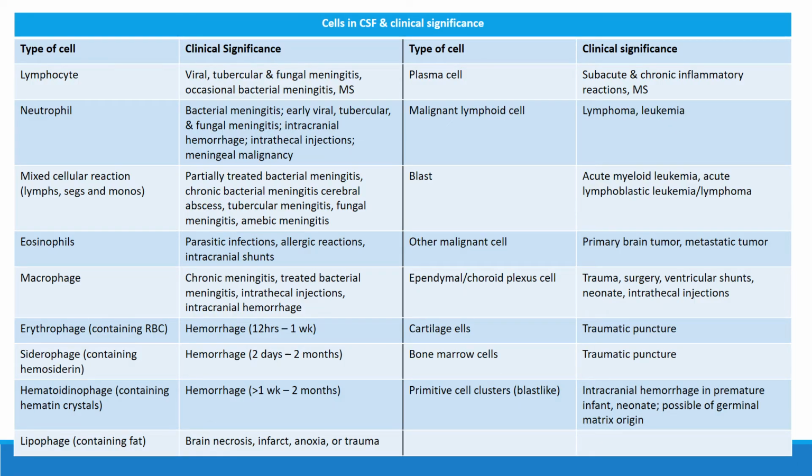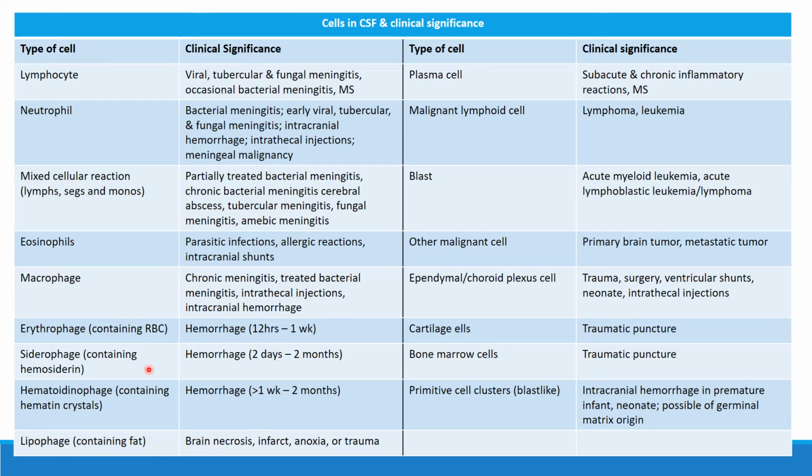Okay, the cells that you're going to see that you have to be able to identify in a CSF are pretty much the same cells you have to identify everywhere else. But their increased presence is associated with certain clinical signs and symptoms. And this chart is just letting you know what those are. So you can see here lymphocytes, the type of infections you see those increased in, neutrophils, where would you see those increased, and so on down the line.